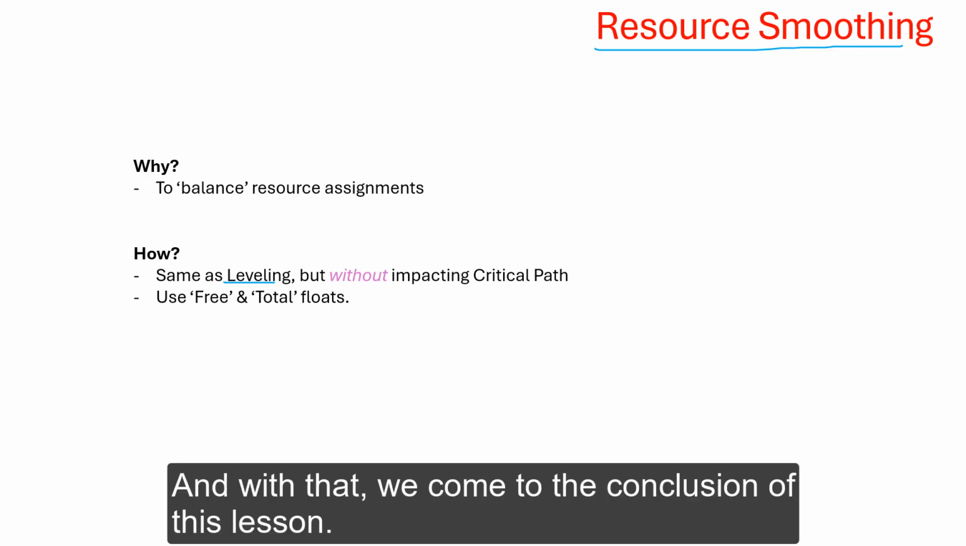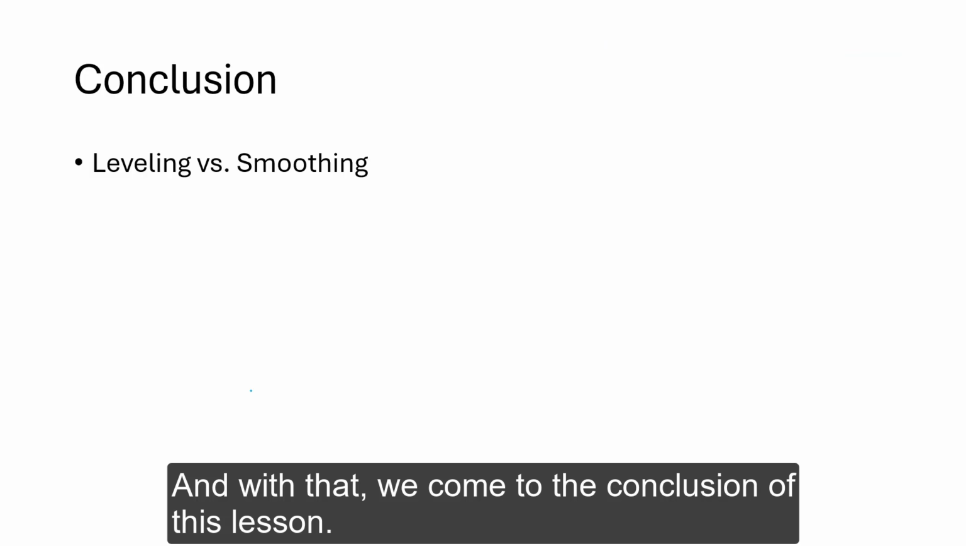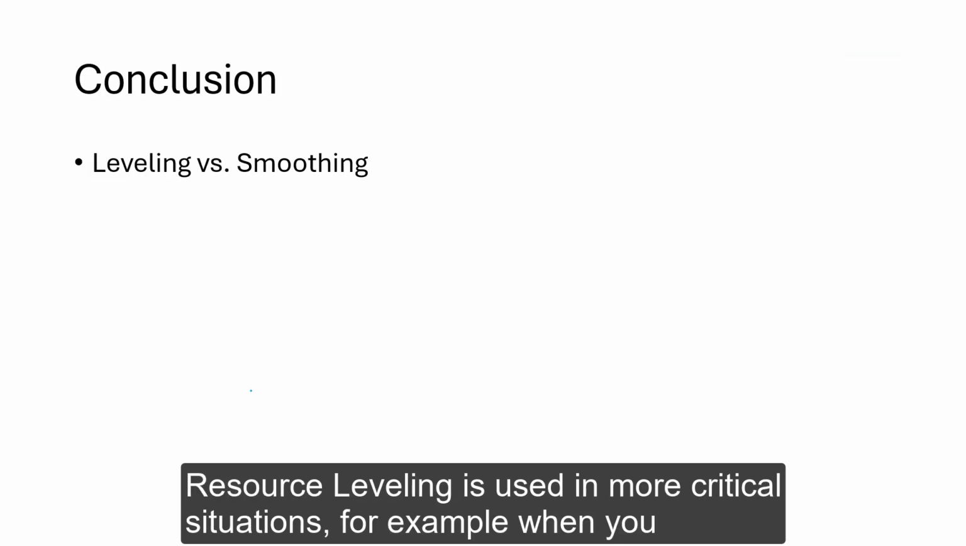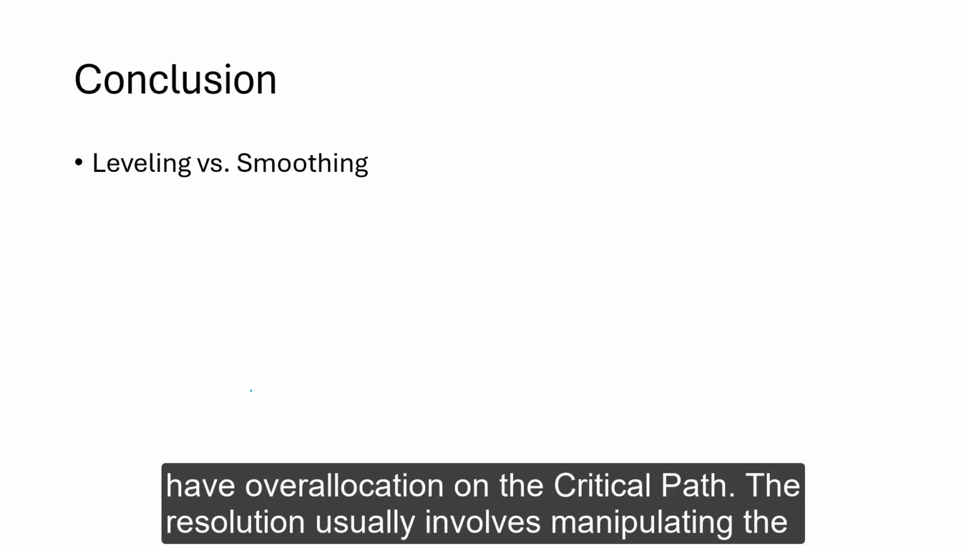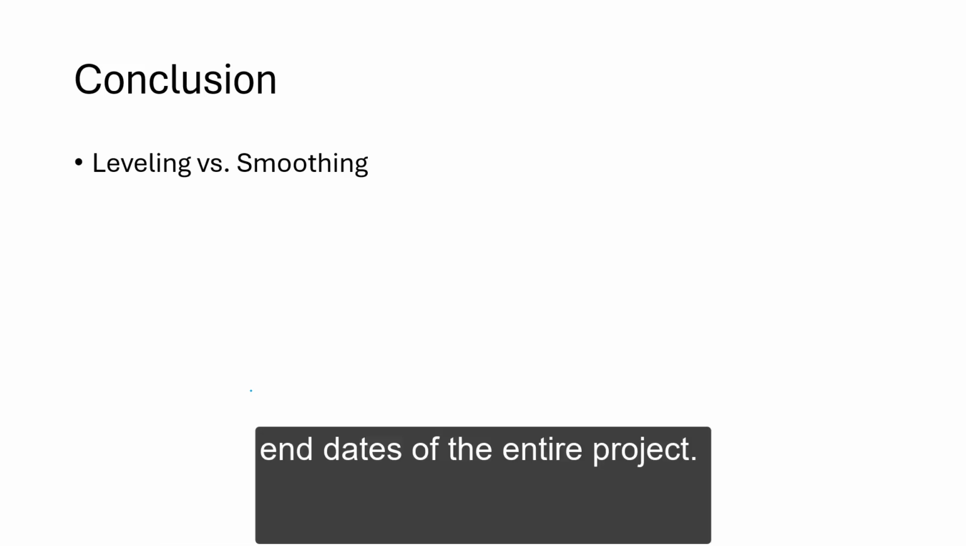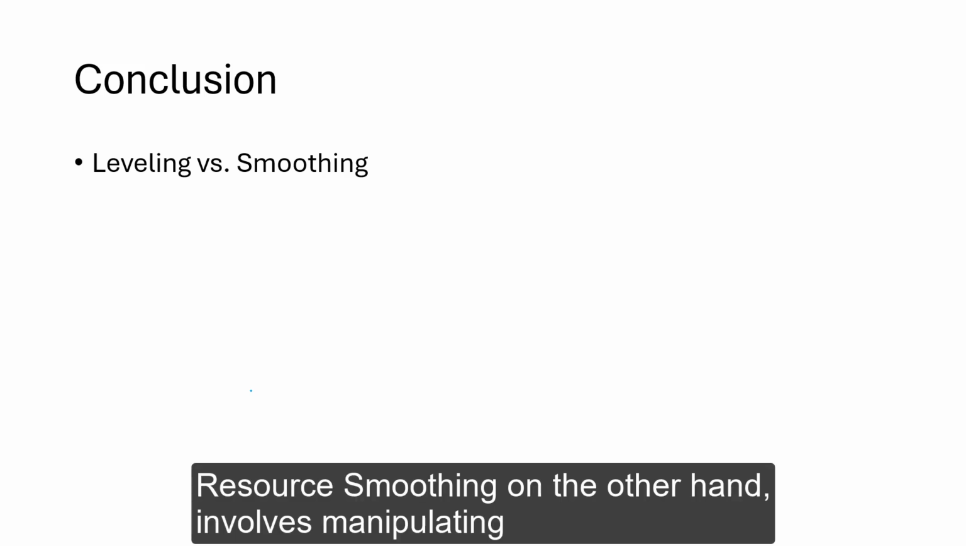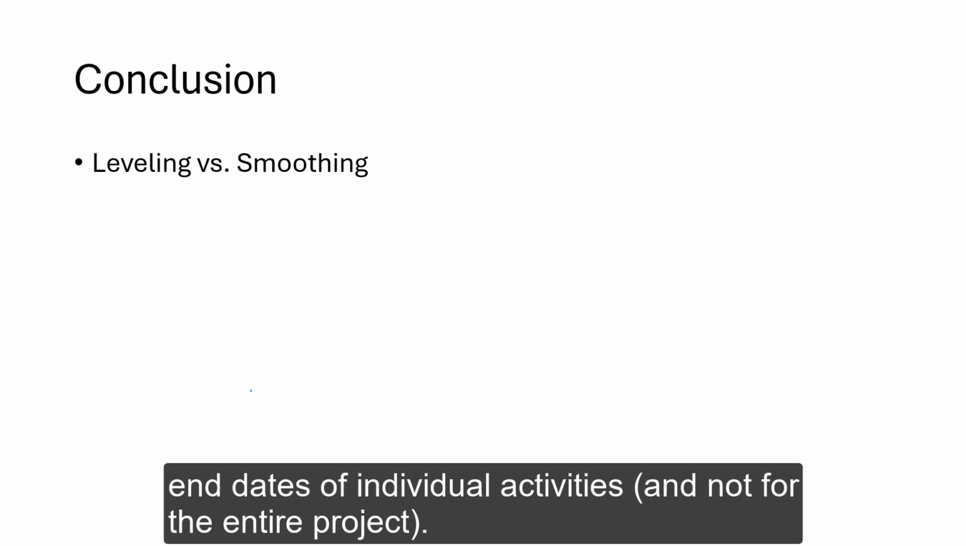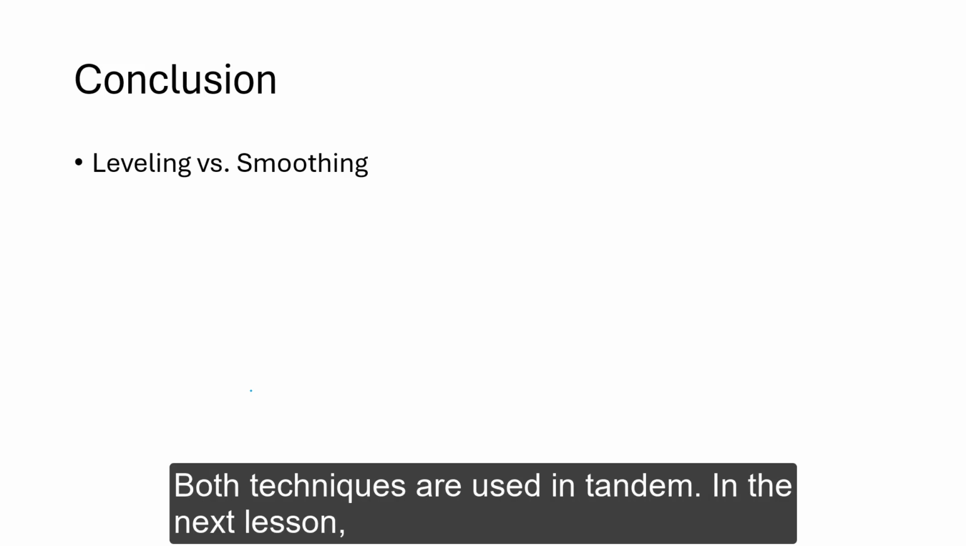And with that, we come to the conclusion of this lesson. Resource leveling is used in more critical solutions, for example, when you have overallocation on the critical path. The resolution for resource leveling usually involves manipulating the end dates of the entire project. Resource smoothing, on the other hand, involves manipulating end dates of individual activities and not for the entire project. Both these techniques can and will be used in tandem.